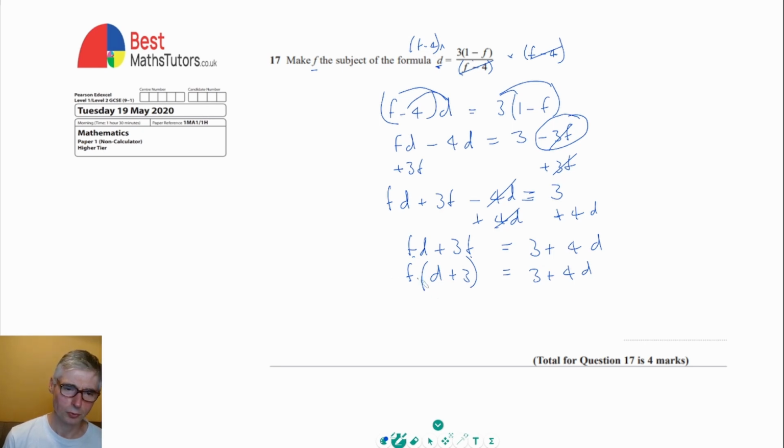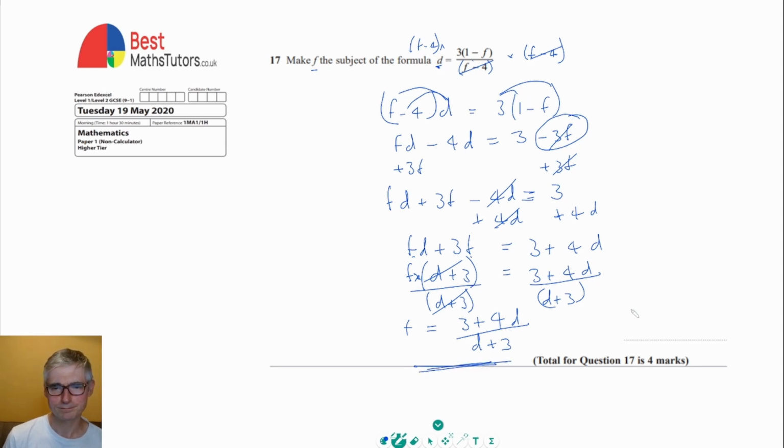Now we're just one step away, because that's times there. All I need to do is divide both sides by d plus 3. And then what that gives me is just the f on its own, which is what I'm looking for, equals 3 plus 4d over d plus 3. And we've done it.